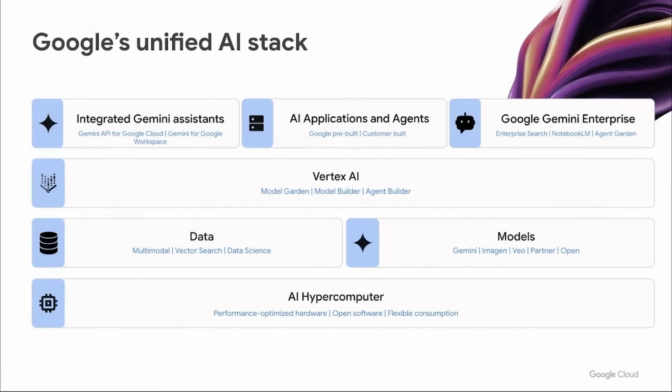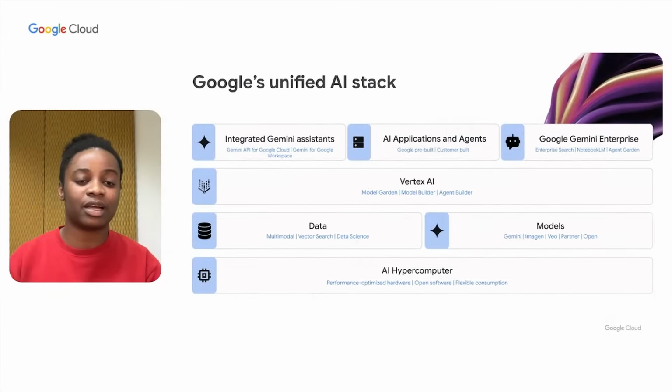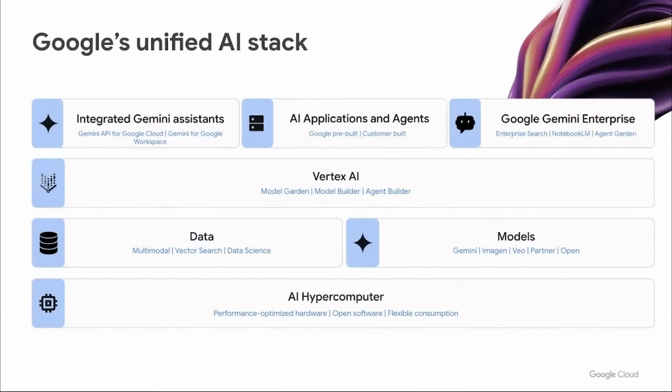In the middle, we have Vertex AI, which is our unified platform for everything AI. It contains Model Garden, which comprises Gemini models from Google, but also partner models from Anthropic, Mistral, etc. We also have open source models like DeepSeek and Gemma from Google that you can deploy and start using in your application. On the data part, we also have multimodal data, vector search, and tools for data scientists and teams that your team might have already.